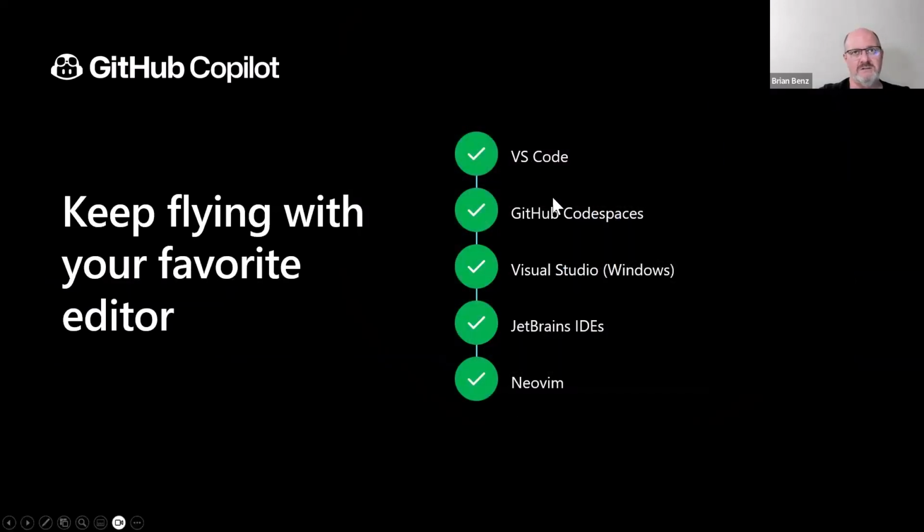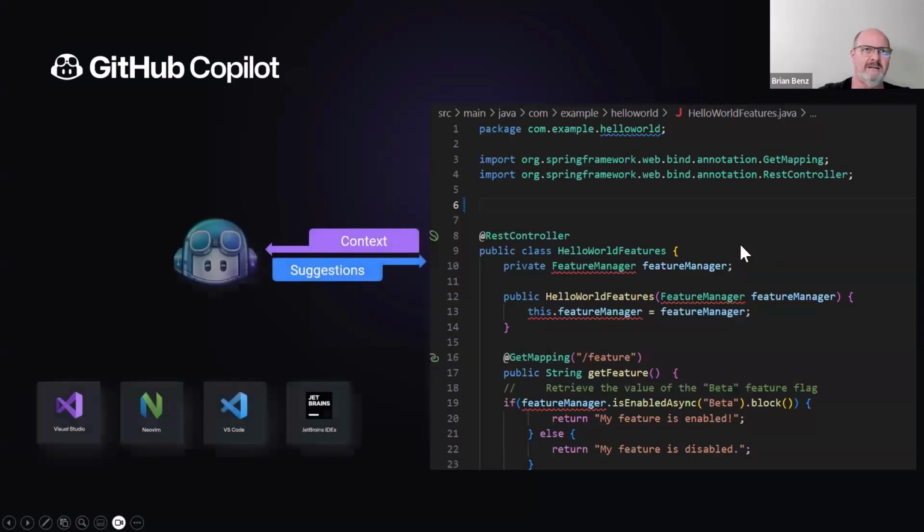VS Code is what I'm going to show you today, but there are other things you can use Copilot and Copilot Chat with, including GitHub Codespaces, Visual Studio, if you're so inclined, JetBrains IDEs, and NeoVim. That one is often forgotten, but GitHub Codespaces is really cool. You can fire up something on the web. It has a built-in IDE, and it has all the extensions and capabilities that you need.